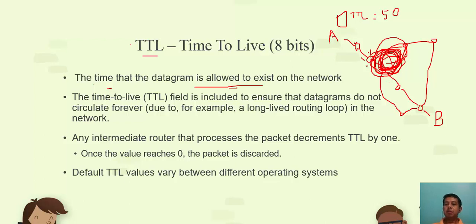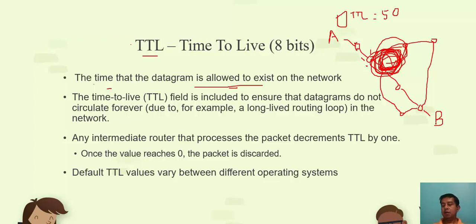Say for example this particular datagram went into a loop because of some malfunction in the network. Every time it goes to a router, that value is decremented. So here it becomes 47, then 46, 45, 44, like this while it is in the loop. And at the point when it becomes 0, that particular datagram is discarded. Clear?